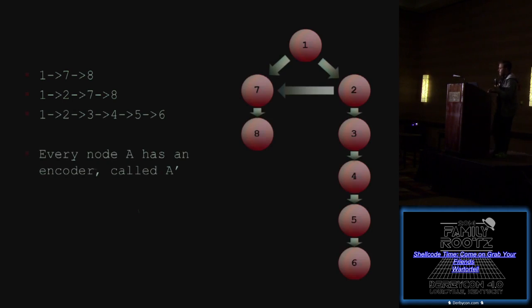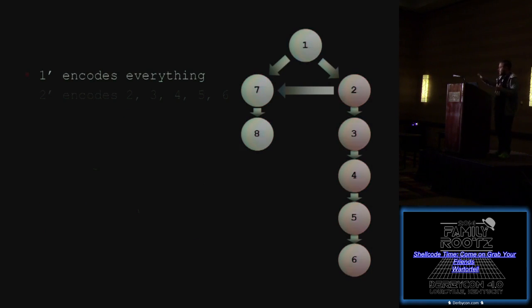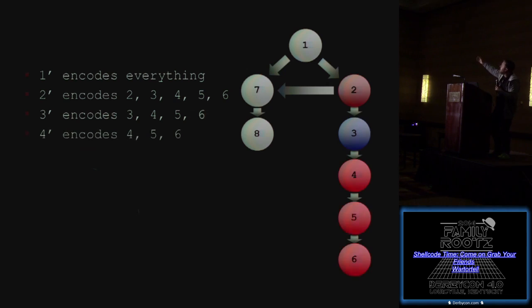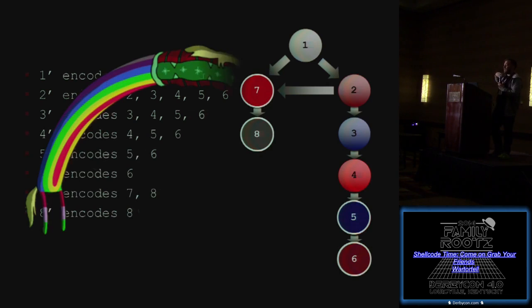So what you get from that is, if every node has an encoder, we'll call it like A prime, that node can encode anything that it is always in the path of. So you'll see number 3 is always in every path through this graph that goes to 4. So 3 can encode 4 and 5 and 6, and so on and so forth. So just to demonstrate this, 1 can encode everything, 2 can encode 3, 4, 5, and 6, and so on and so forth. So we can figure out what can encode everything else and go from there.